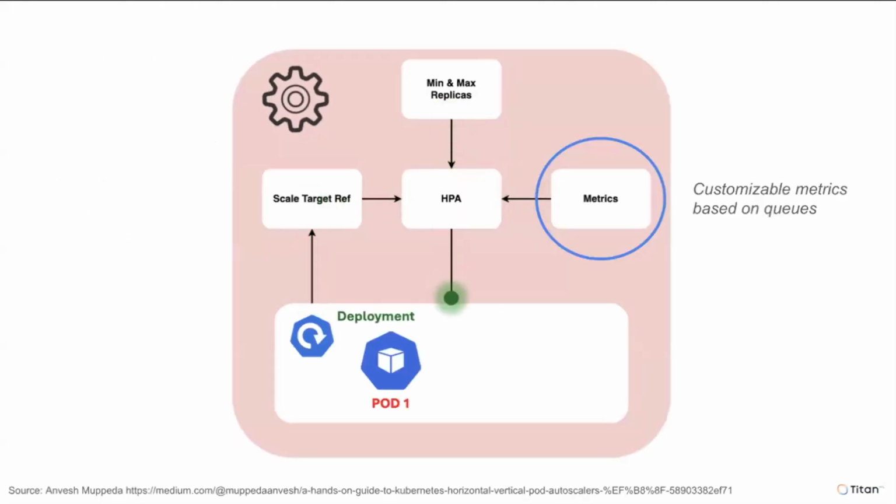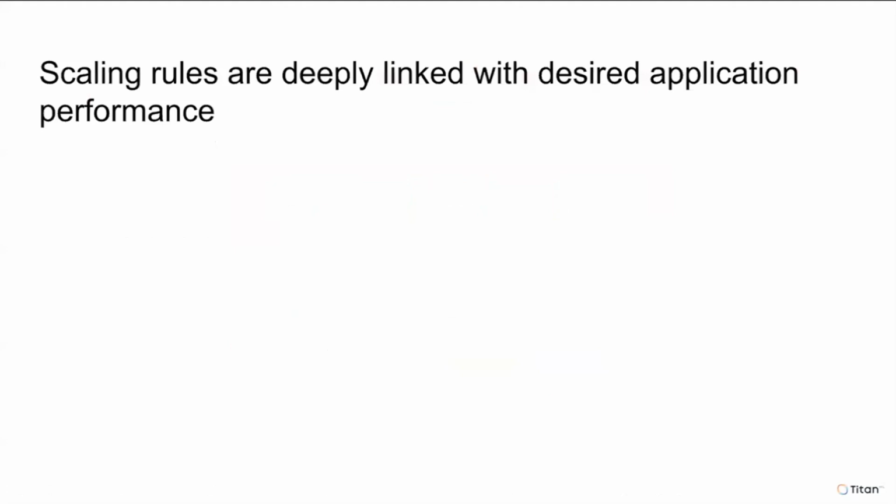And so going back to the way that scaling works in theory on a one-on-one basis, it works pretty much the same when we're serving AI models and when we're scaling AI models. The only real difference is the metrics that we decide to scale on. And we think that a really good metric to scale on is queue length. So these scaling rules are really deeply linked with the application performance that we want and expect.